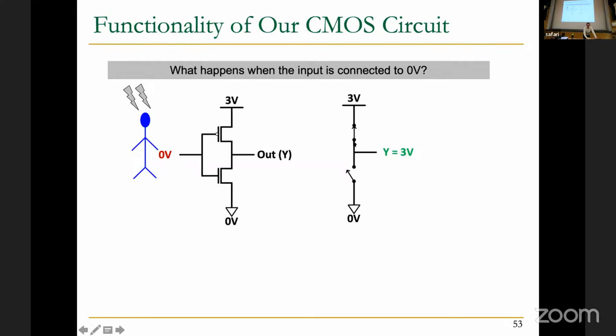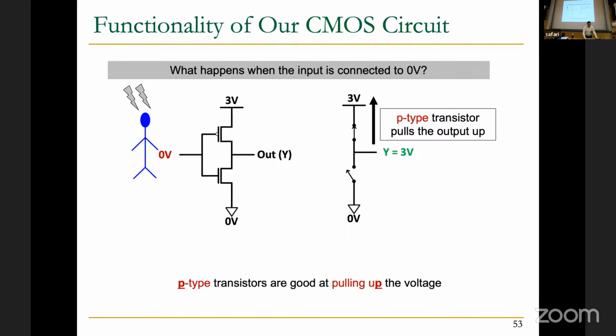Now, if you look at this, 3 volts gets connected to the output, and 0 volts doesn't get connected. So electrons flow from 3 volts to the output, and the output becomes 3 volts. Does that make sense? Okay. So you can also think of this as the P-type transistor pulls the output up. It turns out P-type transistors are good at pulling the output up. And I like this also: P means up, N means down.